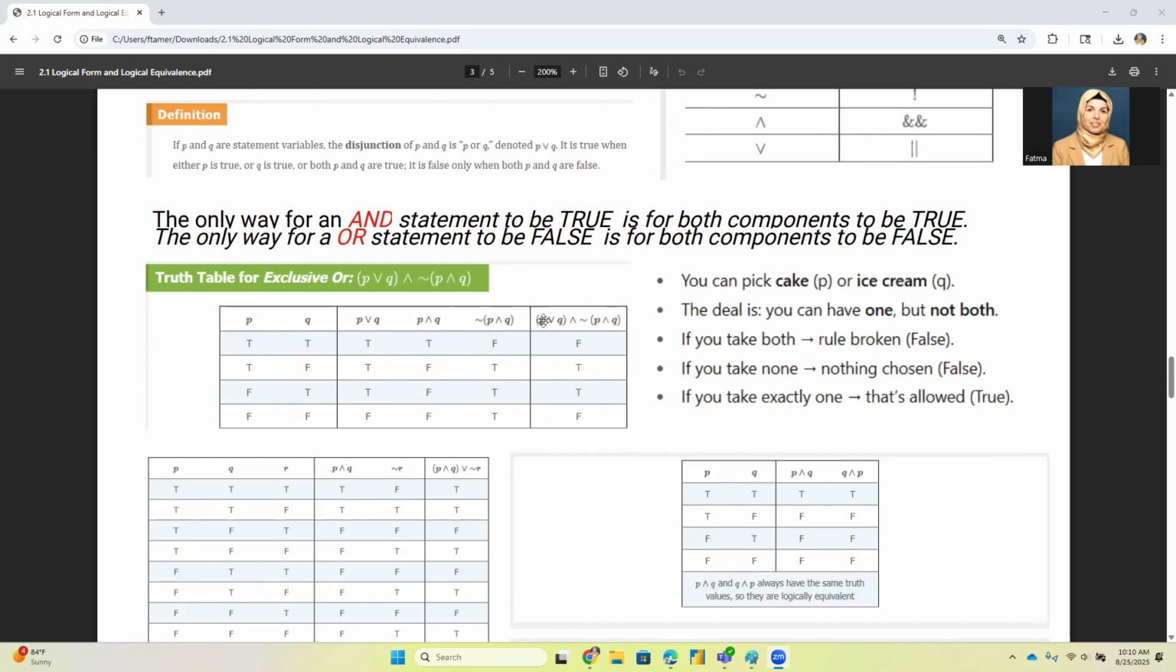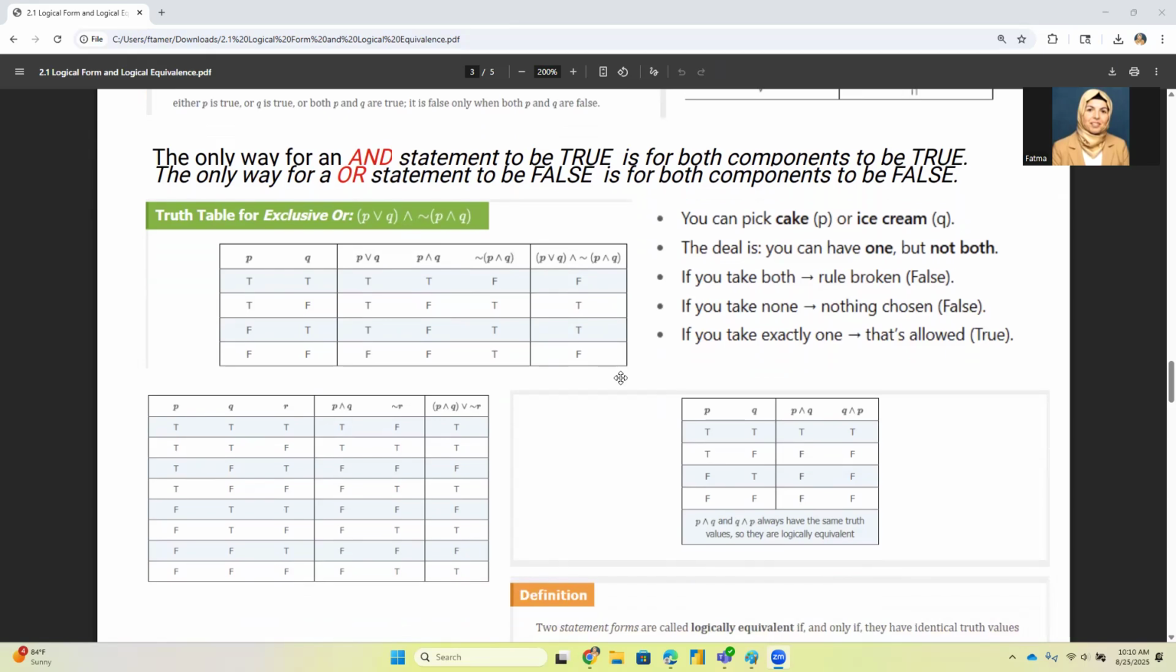So this whole thing, here in logic class, is called exclusive or. The meaning of the exclusive or is: if you take both the cake and the ice cream, it's not okay. If you take the cake, it is okay. If you only take the ice cream, it is okay. If you don't take any of them, it is not okay. So this is called exclusive or.